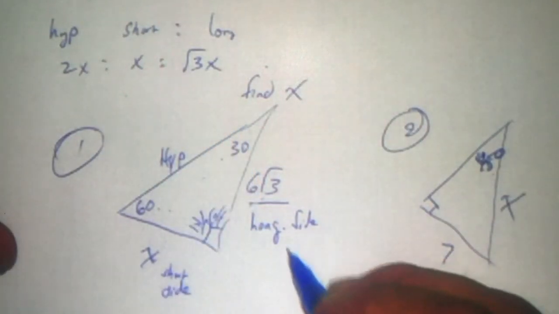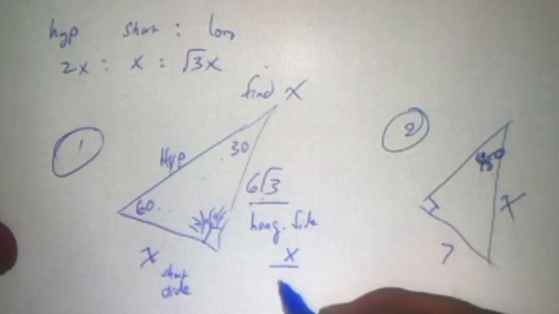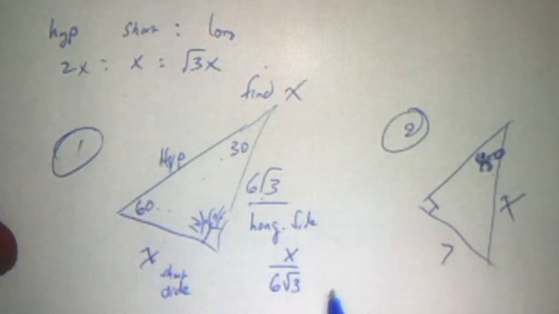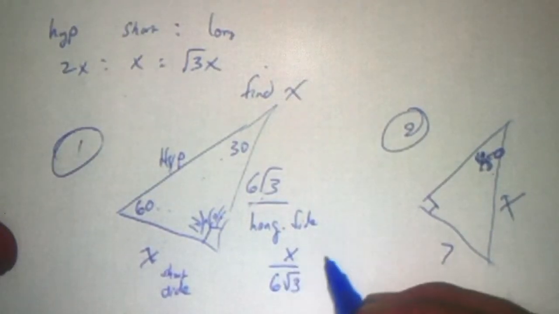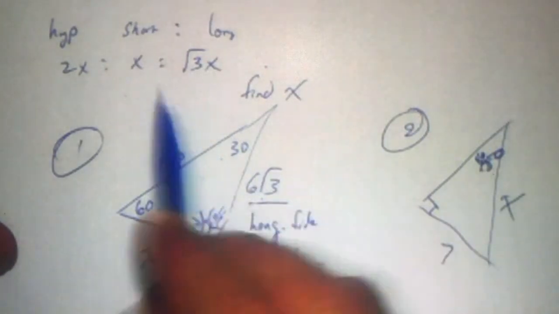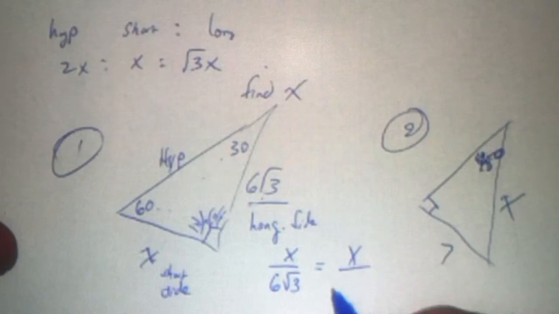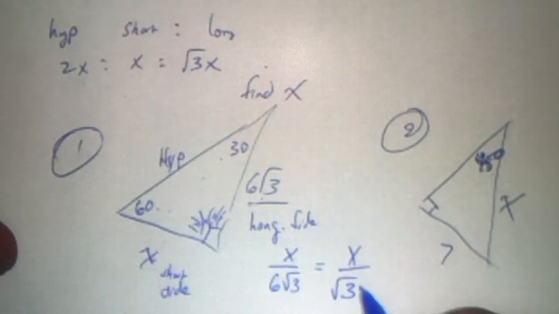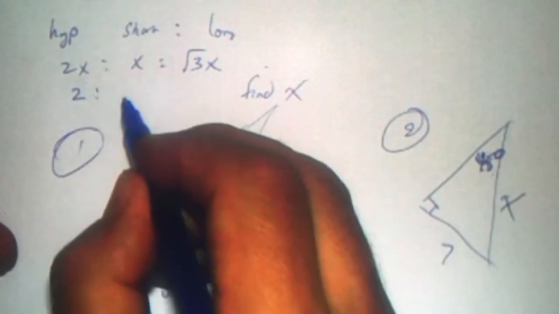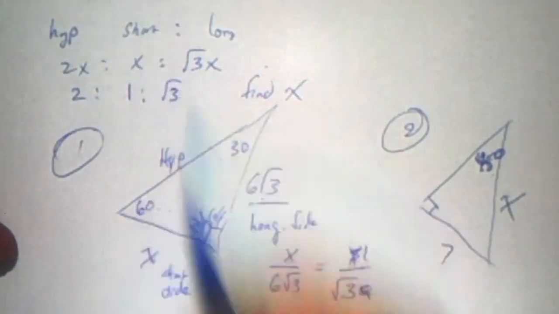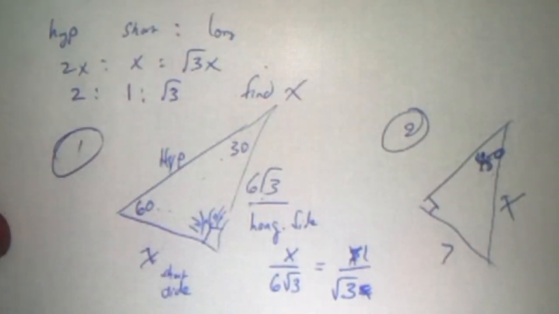We know that if we go short side over long side, x over 6 root 3, is equal to, as we know, short side over long side is always x over root 3x, or in other words, 1 over root 3. All right, that's another way of putting this, 2, 1, root 3. Because if x equals 1, we can write that as a ratio.